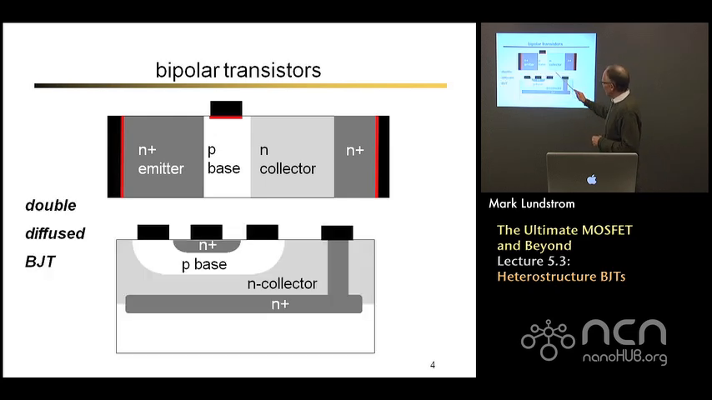Okay. Now, the sort of device structure that was used in the 60s and 70s looked like this. This is called a double diffused bipolar junction transistor.